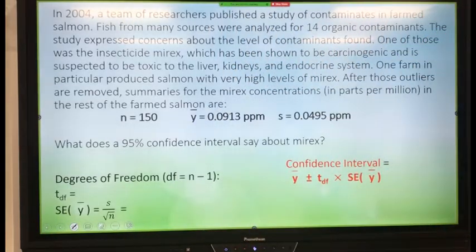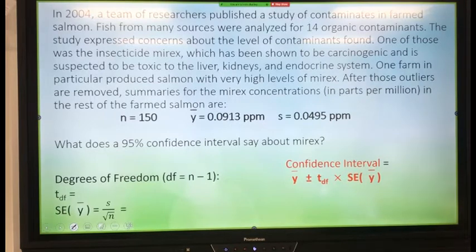Now what about confidence interval? In 2004, a team of researchers published a study of contaminants in farm salmon. Fish from many sources were analyzed for 14 organic contaminants. The study expressed concerns about the level of contaminants found. One of those was the insecticide Mirex, which had been shown to be carcinogenic and is suspected to be toxic to the liver, kidneys, and the endocrine system. One farm in particular produced salmon with very high levels of Mirex.